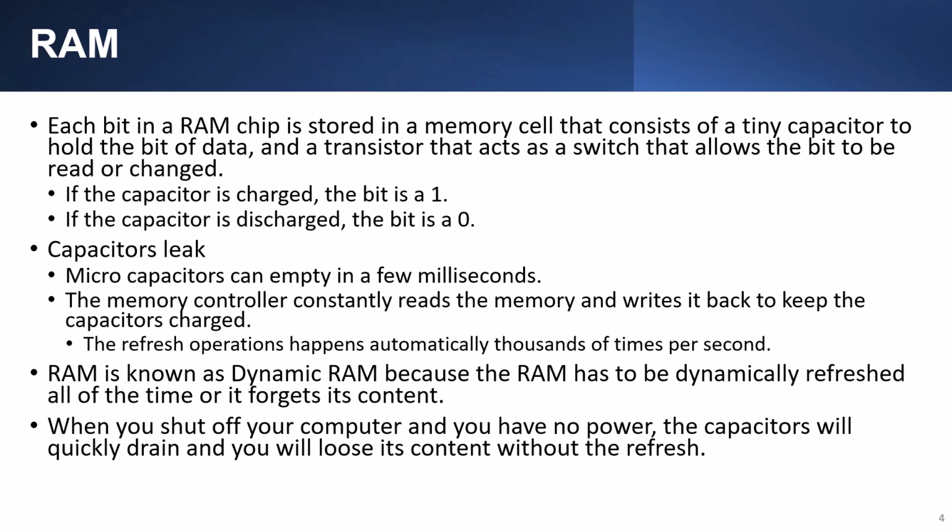The memory controller constantly reads the memory and writes it back to keep recharging the capacitors. This refresh operation happens automatically thousands of times per second. This is the reason that RAM is dynamic, because it has to be dynamically refreshed all of the time or it will forget its content. Of course, when you shut off your computer and you have no power, the capacitors will quickly drain and you'll lose its content without the refresh.